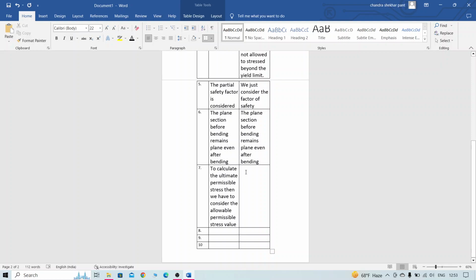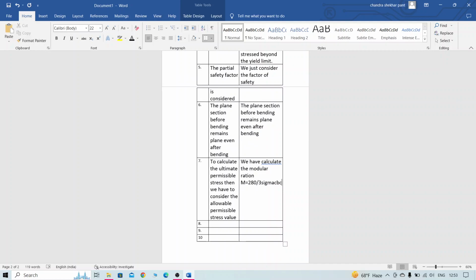But in case of WSM, we have to calculate the modular ratio. Modular ratio is denoted by small m and equals 280 upon 3 sigma CBC. Sigma CBC is nothing but the permissible compressive stress of concrete in bending. The first C means compressive, B means bending, and the last C refers to concrete.